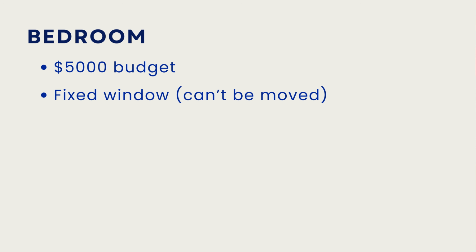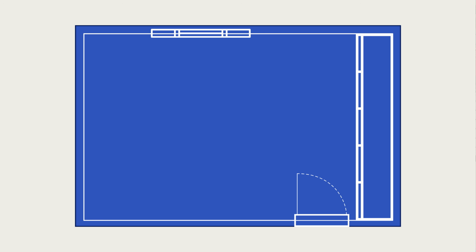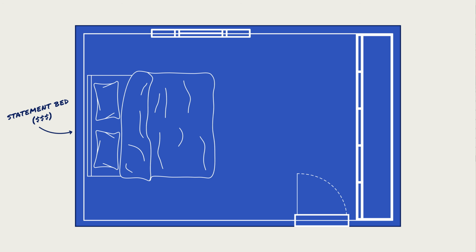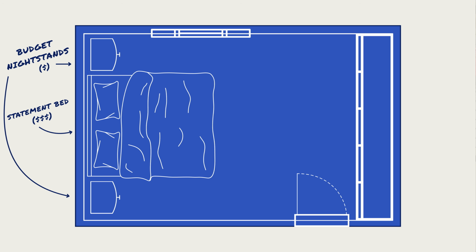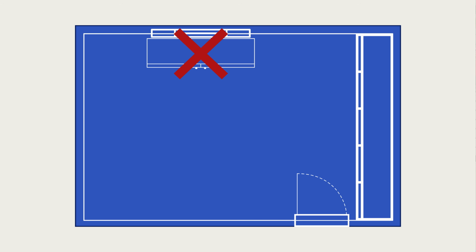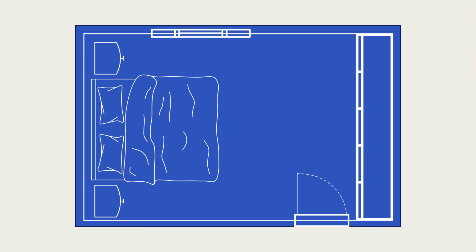All right, let me give you an example. Imagine you're designing a bedroom with a $5,000 budget, a fixed window placement that can't be moved, and an existing built-in closet. Those are your constraints. This means you can allocate part of your budget for a statement bed, but you'll need to select more budget-friendly nightstands. You also can't block the window with tall furniture, and you don't need to buy a wardrobe because of the built-in closet. See how your constraints narrow your decisions in a helpful way?